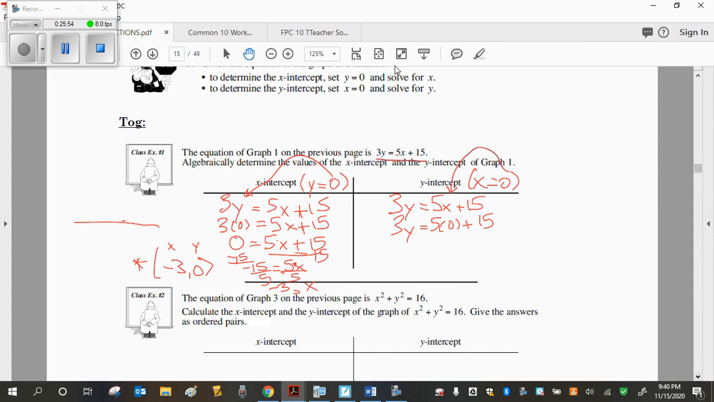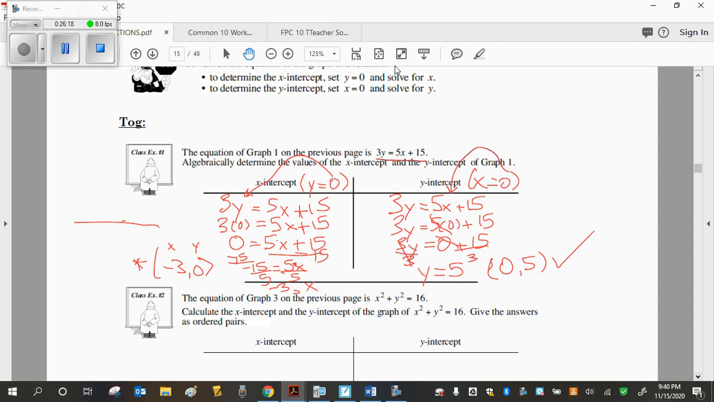Okay, so 5 times 0 is 0. You can just cancel off, or you can write 0, but 0 plus 15 is just 15. So you have 3y equals 15, and 3 times y, the opposite operation of times, multiply by 3, is divide by 3. So you get y equals 5. And make sure you write it as (0, 5), not (5, 0).